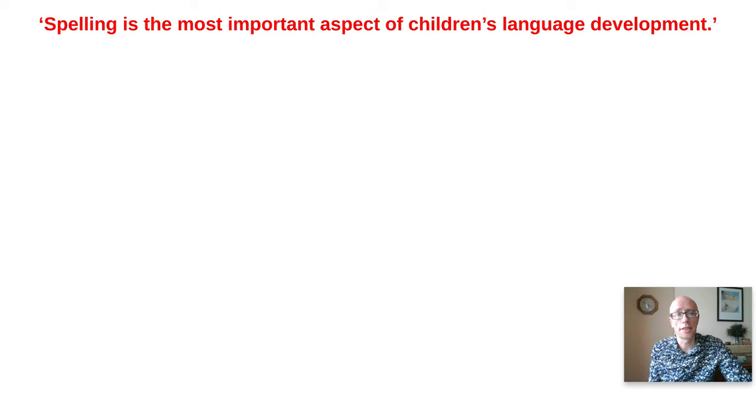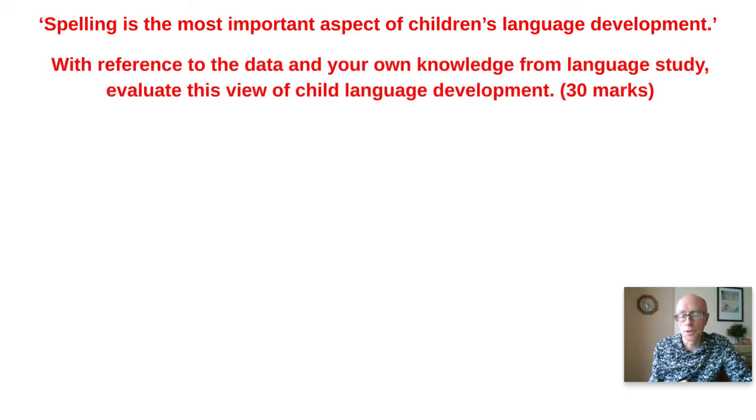this is the sort of thing that you get in the exam. So you get your contentious statement like that: spelling is the most important aspect of children's language development. And like all of these things, what they want you to say is yes, but, because you're going to be saying, well, orthography is clearly important because you're not going to be able, as a reader, to understand what is written unless the orthography is there in standard English. Okay, so spelling is clearly important, but of course there are other language levels which you might argue are equally important, if not more important. So the question is going to be worded like that: with reference to the data and your own knowledge from language study, evaluate this view of children's language development.